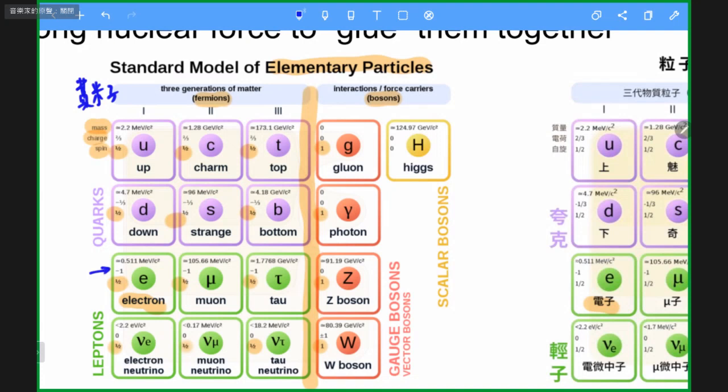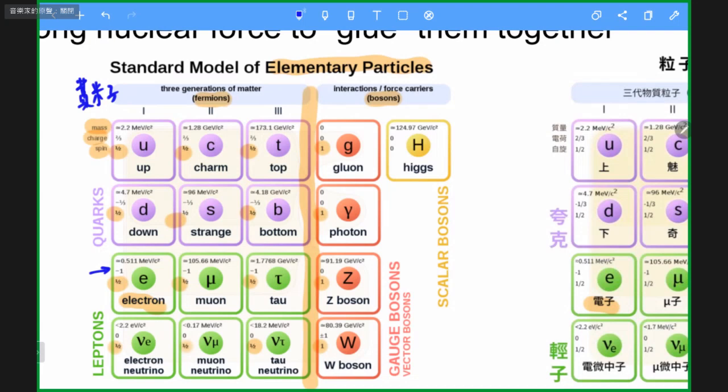In this table, you cannot find the proton and neutron, which means you can separate the proton and neutron into even smaller fundamental building blocks. Just like when you play Lego, you have some fundamental building blocks, and based on them you can build a house, a car or whatever. In the world, we also have elementary particles, just like the fundamental building blocks in Lego.